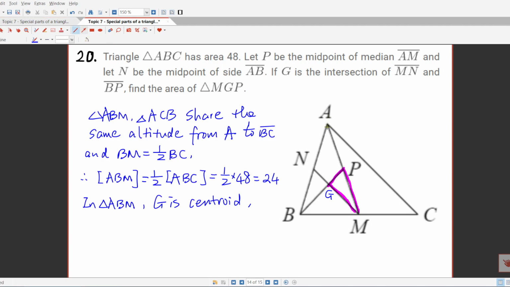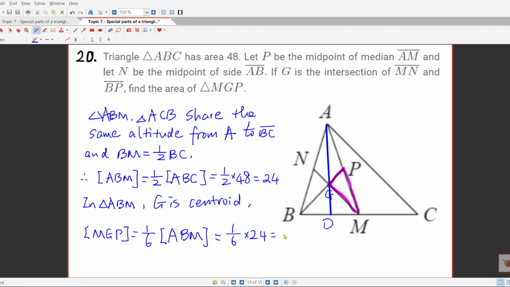Which means if you connect AG and intersect with BM at another point, let's call it D, then 1, 2, 3, 4, 5, 6. These 6 smaller triangles have equal area, right? Which means MGP is just 1/6 of the area of ABM. We know ABM is 24, so 1/6 of 24 gives us just 4, right? So the area of that highlighted small triangle is just 4.